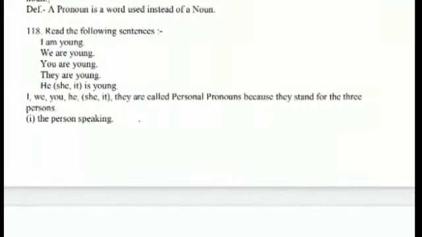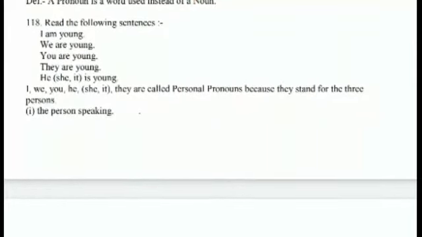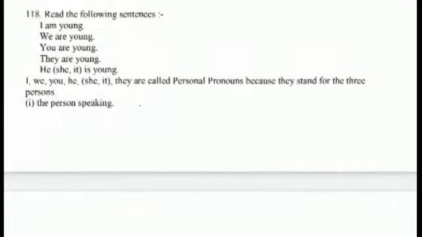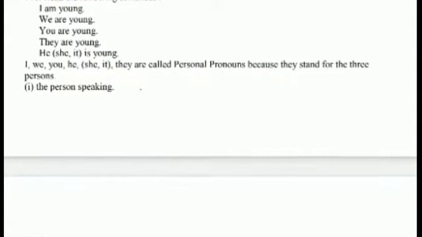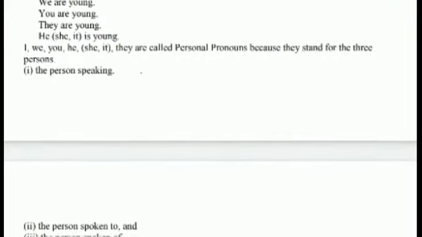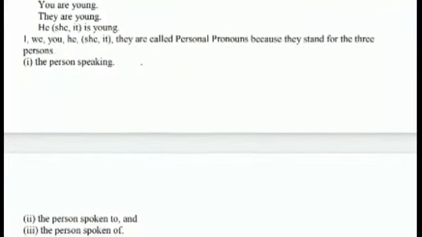Here I, we, you, he, she, it, they are called personal pronouns because they stand for the 3 persons. Again I repeat. I, we, you, he, she, it, they are called personal pronouns because they stand for the 3 persons: the person speaking, the person spoken to, and the person spoken of.